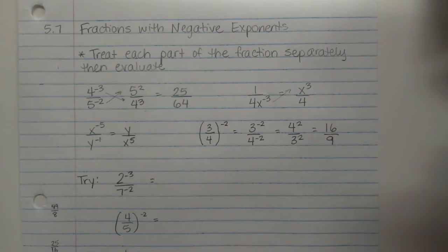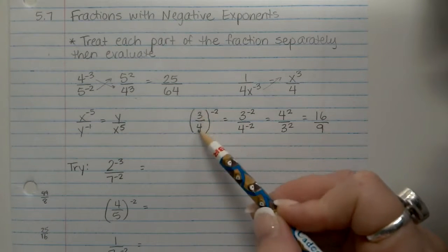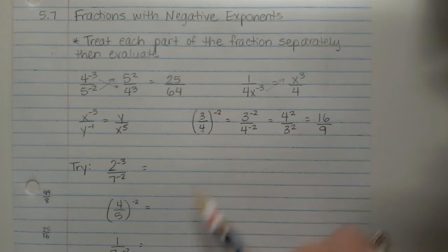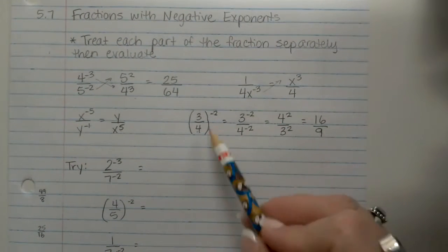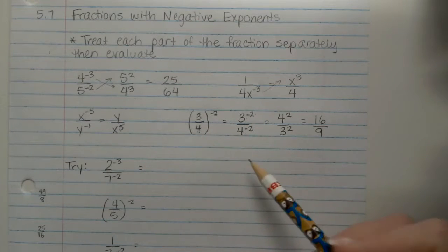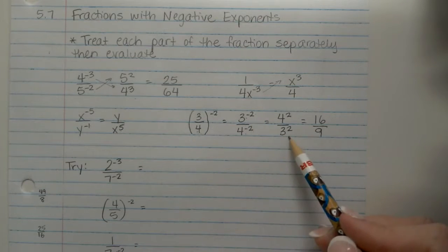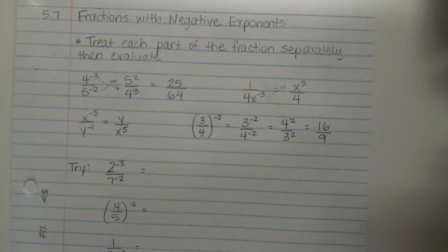And then evaluate. Remember, if you have an exponent of a fraction, each part of the fraction is subject to the same exponent or power. So 3 to the negative 2 and 4 to the negative 2 are both basically what's happening here. You put the 3 squared down here and the 4 squared up there. They're changing places, and then you evaluate. All right, so try these.